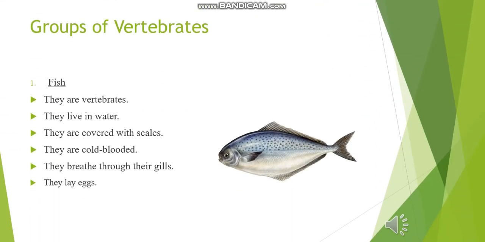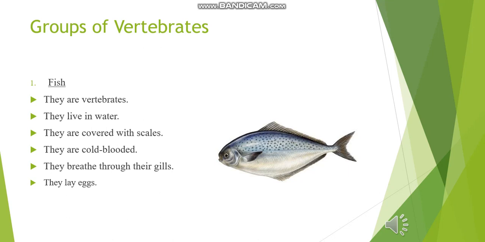Look at the page 163. Groups of vertebrates. There are 5 groups of vertebrates: fish, amphibians, reptiles, birds, mammals. First group, fish. Can you tell me what do you know about fish? They are vertebrates. They live in water. They are covered with the scales. They are cold-blooded. They breathe through their gills and they lay eggs.